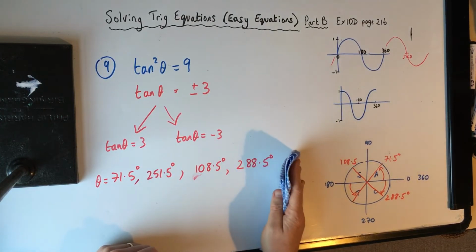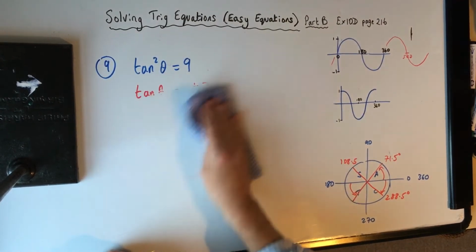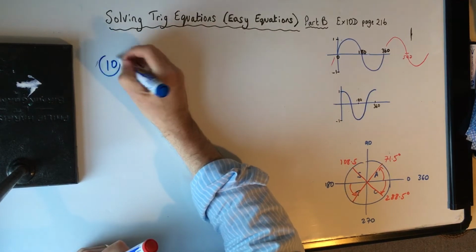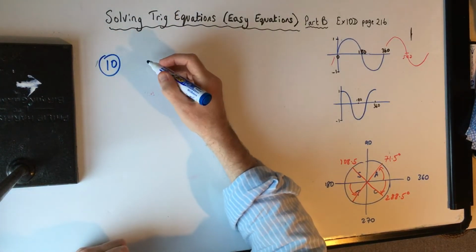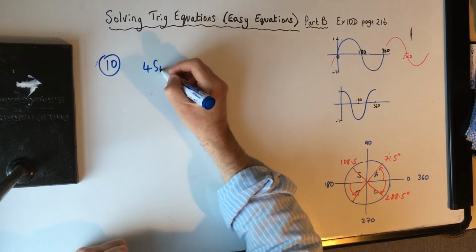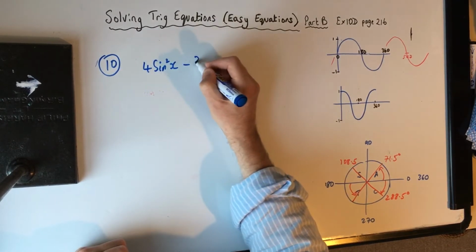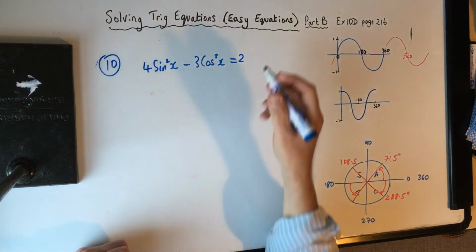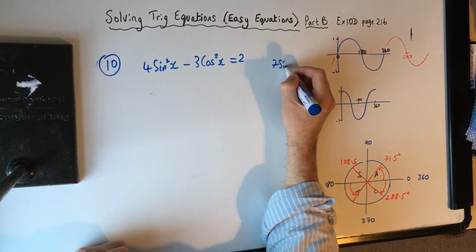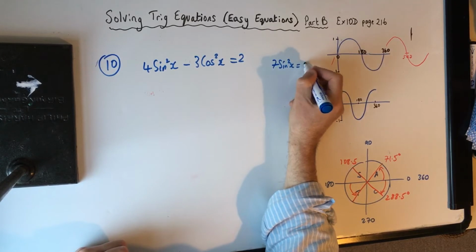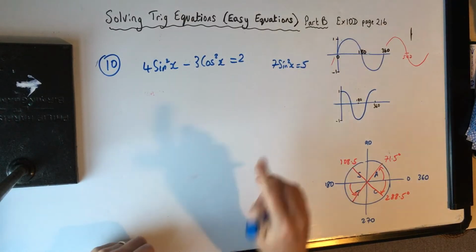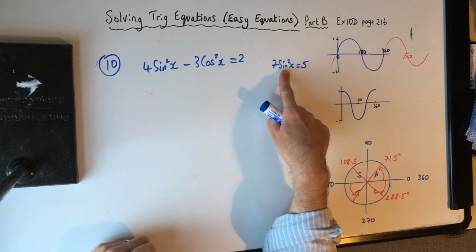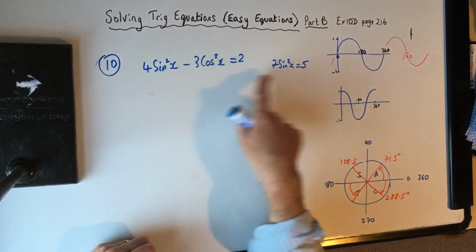I'll just do one more, I think, which is number 10. Okay, looks a little bit of a mouthful. It's one of the problem ones. Show that 4 sine squared x minus 3 cos squared x is equal to 2 can be written as 7 sine squared x is equal to 5. Because it wants the answer, it wants you to work to this particular solution. It's asking you to change this into that.